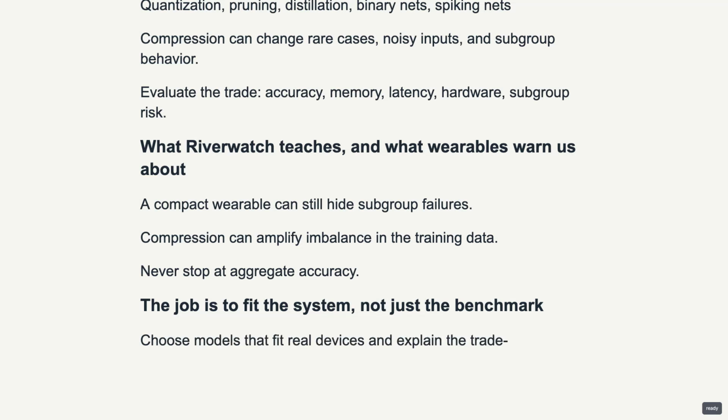Deployment work demands choices that match real devices, plus the judgment to know when compression helps and when it creates risk. The explanation has to connect performance numbers to the limits of the machine, not treat those limits as an afterthought.